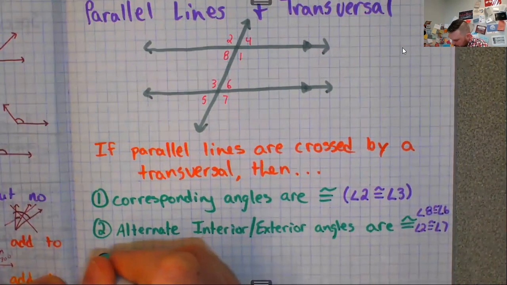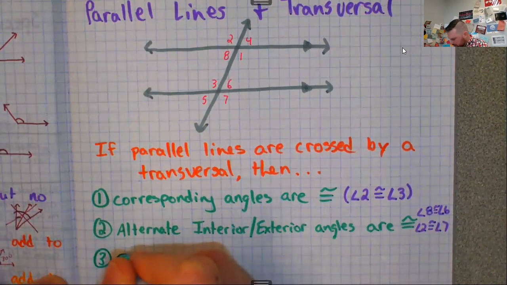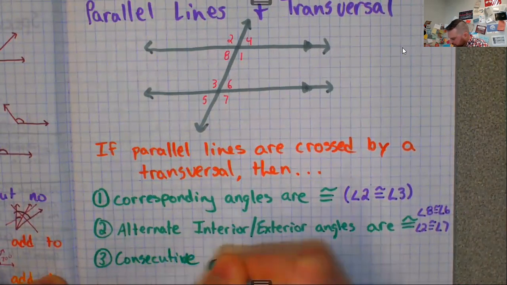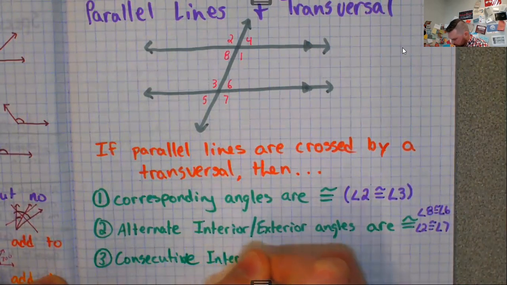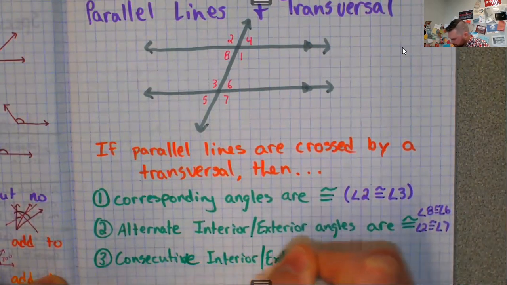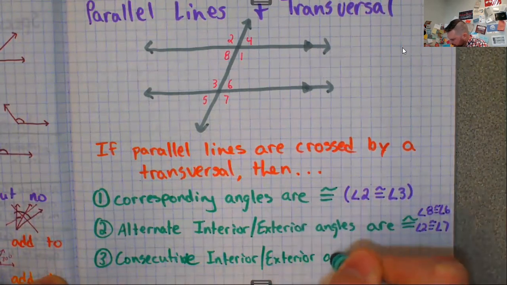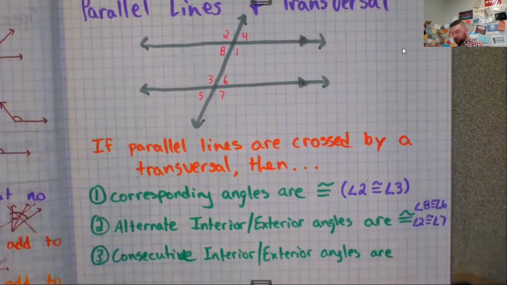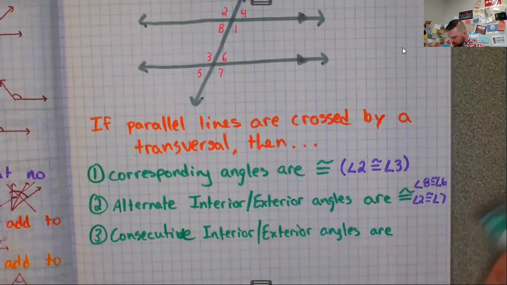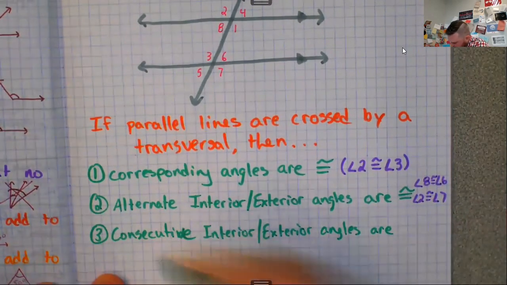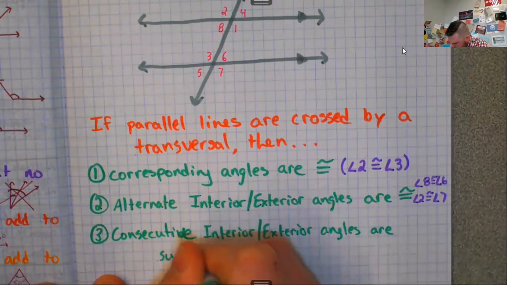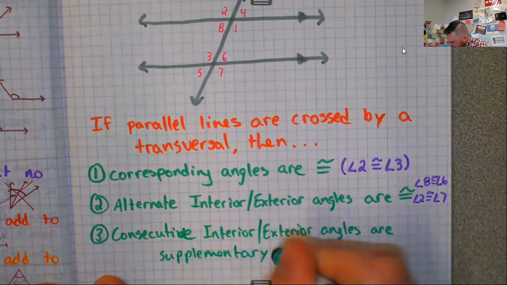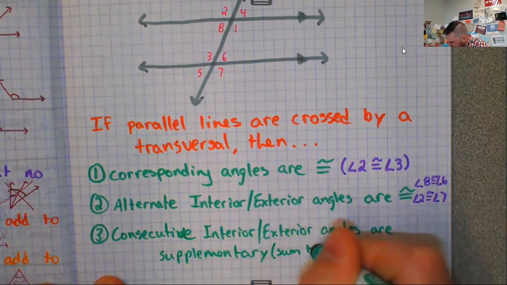And the last one we're going to look at are the consecutive interior or exterior angles. You'd think congruent, but it's not congruent. They are actually supplementary, which means they sum to 180.